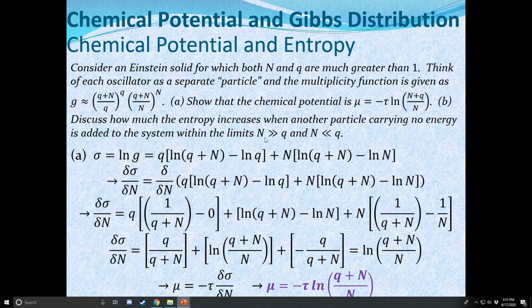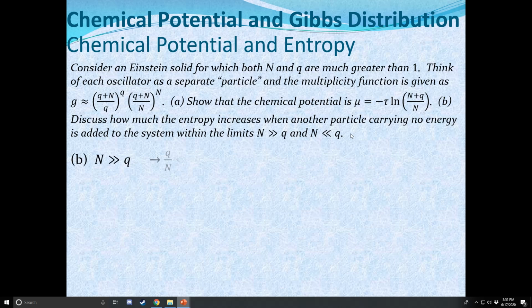Now, part B says how much the entropy increases when we add in a new particle. And we're going to assume these two things: N is much greater than q, and N is much less than q. All right. So first, in the first part, we have N is much bigger than q. Well, what this means is that q over N is going to be a very small number, much smaller than one. So if I look at the ln function that I had before for this partial of the entropy, how much the entropy is going to end up changing by, we have this, just actually pulling it through.